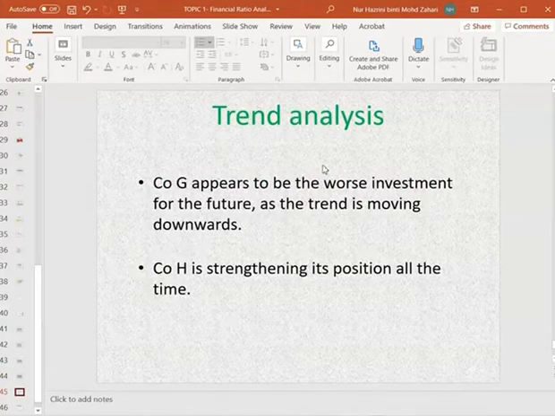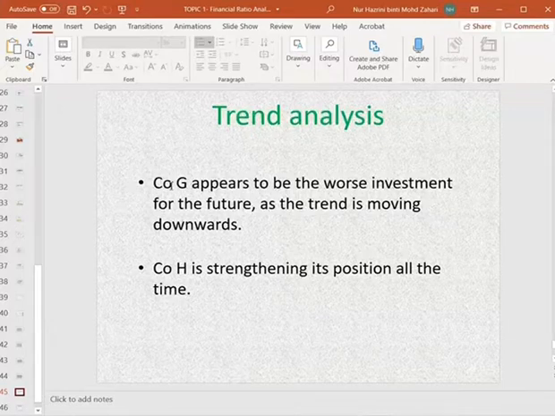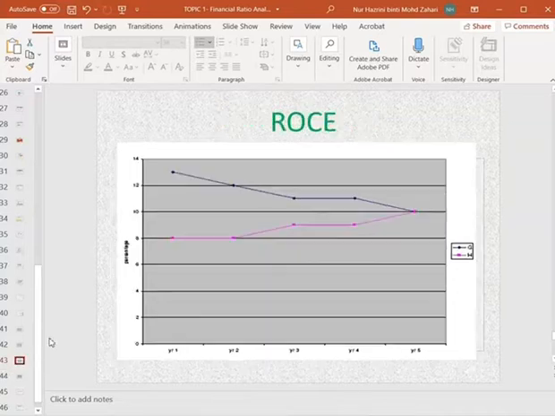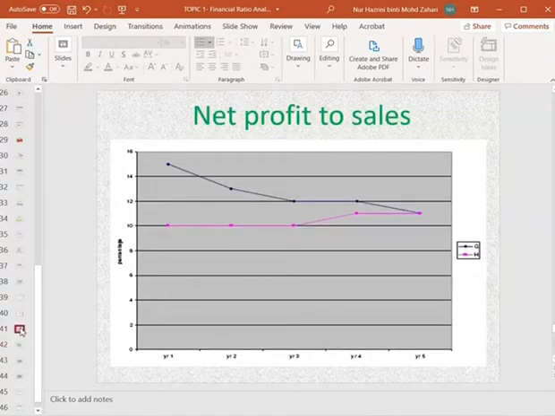So from your trend analysis just now, what can you say? Company G appears to be the worst investment because you can see from the graph, the graph for company G is going down and going down for all of the ratios.